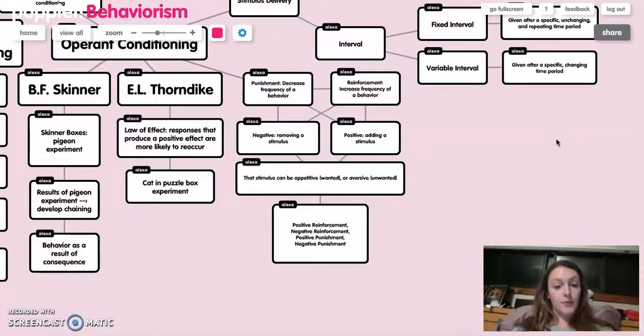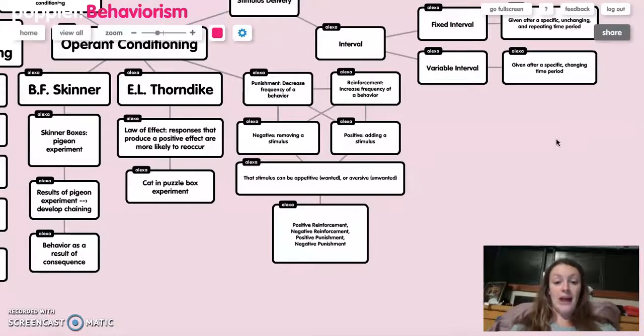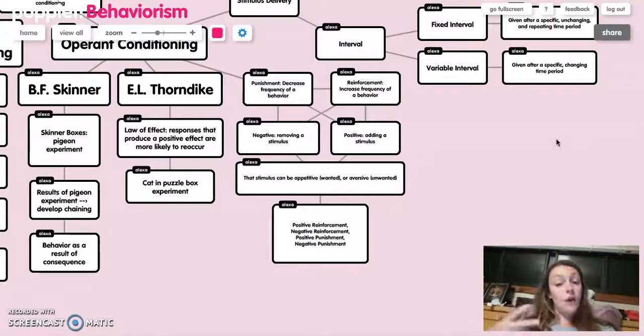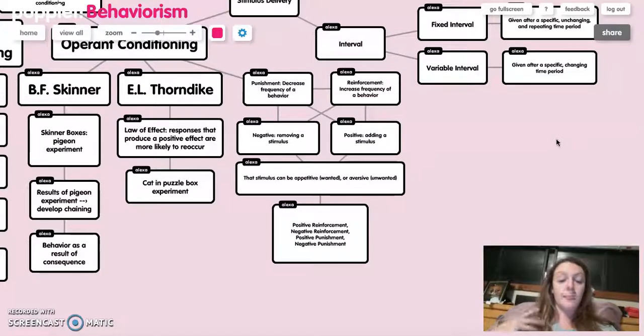So, for example, positive reinforcement. The idea of positive reinforcement would be adding a wanted stimulus to a situation in order to increase the frequency of a behavior. For example, I studied really hard for my test, I got an A, and as a result, my parents took me out for ice cream. My wanted stimulus is the ice cream. It's a positive situation, so we're adding the ice cream into the situation because we want to increase the frequency of me getting A's on my tests.